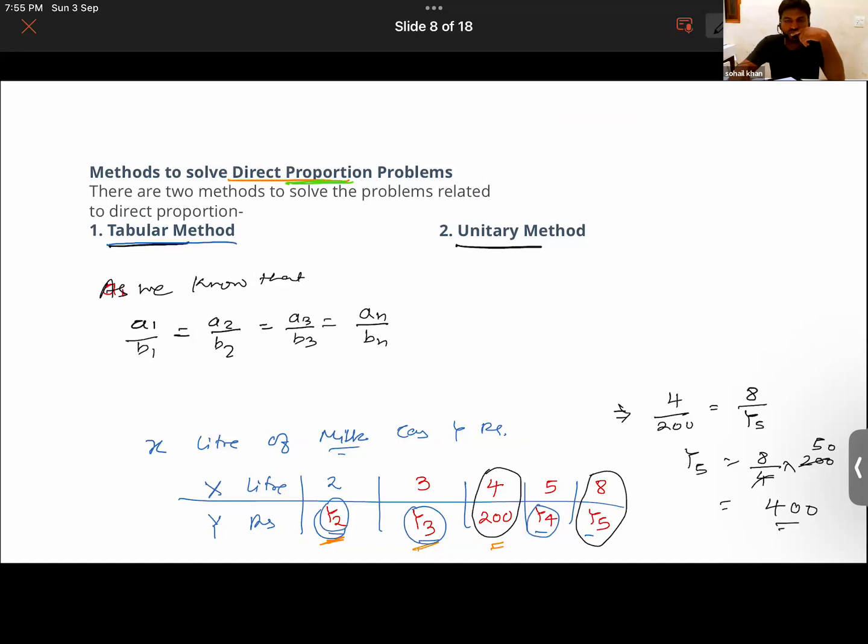So which one? Which one? Y2, Y3, and Y4. Y5 we have already found out.